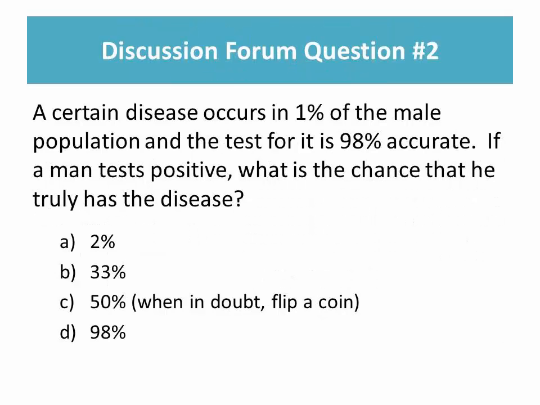Let's take a look at discussion forum question number 2. A certain disease occurs in 1% of the male population, and the test for it is 98% accurate. If a man tests positive, what is the chance that he truly has the disease? A, 2%, B, 33%, C, 50%, when in doubt, flip a coin, or D, 98%.